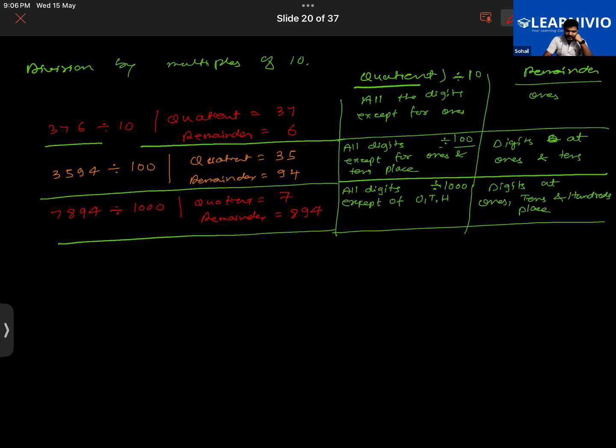After having done this, we would be learning about division by two-digit numbers, how we are going to divide using two-digit numbers. Then once we are done with that, we'll be learning about division with three-digit numbers also.